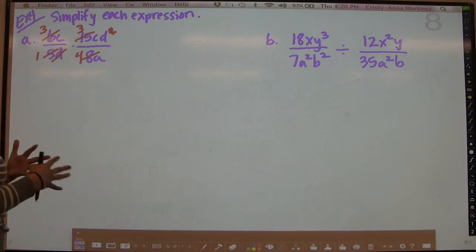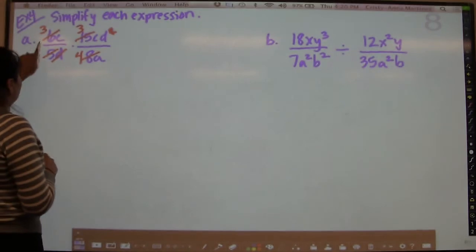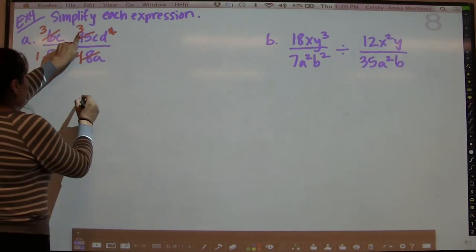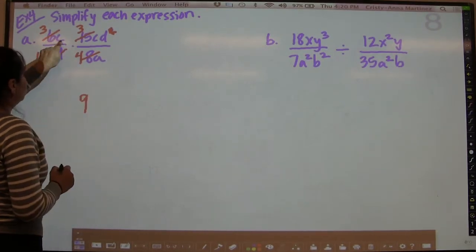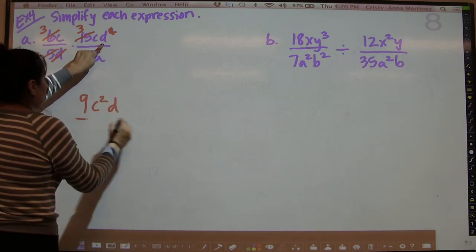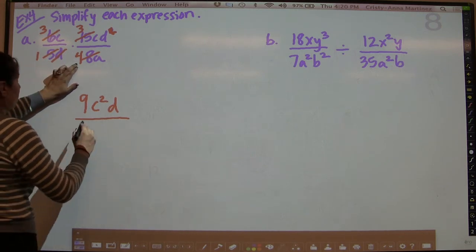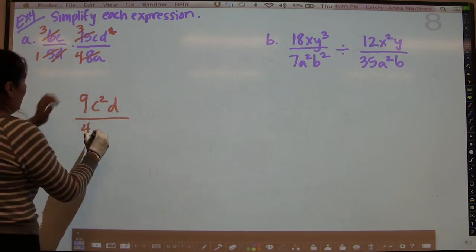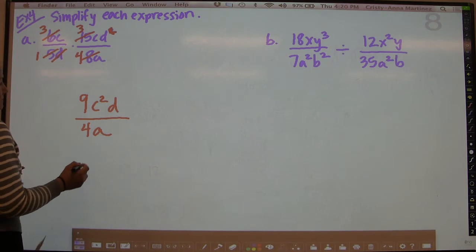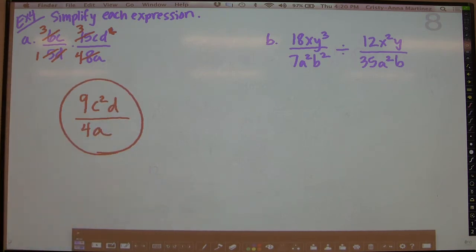So now that I've done all the canceling that I can, I can actually write out the expression. It'll be 3 times 3, which is 9, and then c times c, which is c squared, and then d to the 1 power. So 9c squared d. On the bottom I'll have 1 times 4 is 4, and then a. And that'll be my final answer for that guy: 9c squared d divided by 4a.